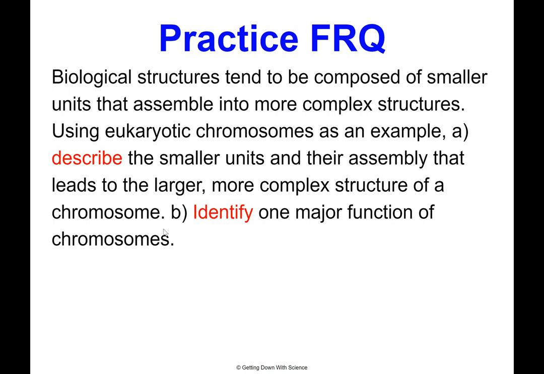Okay, so a quick practice free response question. Biological structures tend to be composed of smaller units that assemble into more complex structures. Using eukaryotic chromosomes as an example, A, describe the smaller units and their assembly that leads to the larger, more complex structure of a chromosome. And B, identify one major function of chromosomes. So you would want to pause and work on your response.